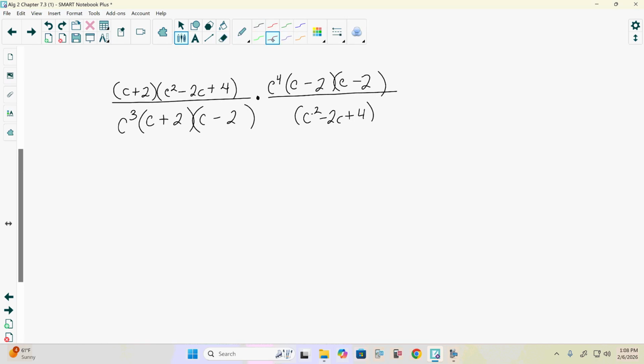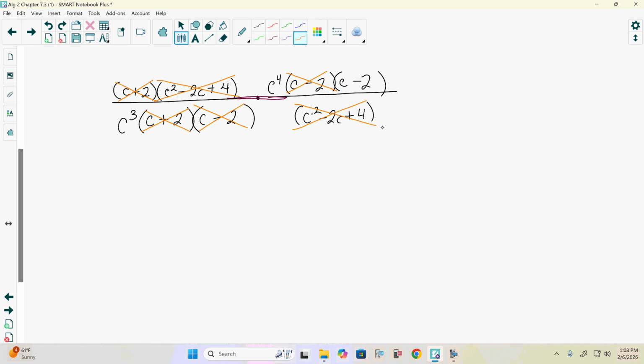Now at this point, we multiply them together, yes? And we rewrite it and they're all on the same line, and that's essentially the same thing. Now we do have to be careful because we have c to the fourth and c cubed. We don't just kind of lose track of them. But at this point, I can say c plus 2 and c plus 2 cancel, yes? We can also say a c minus 2 is going to cancel with a c minus 2. And our c squared minus 2c plus 4 cancels with c squared minus 2c plus 4.